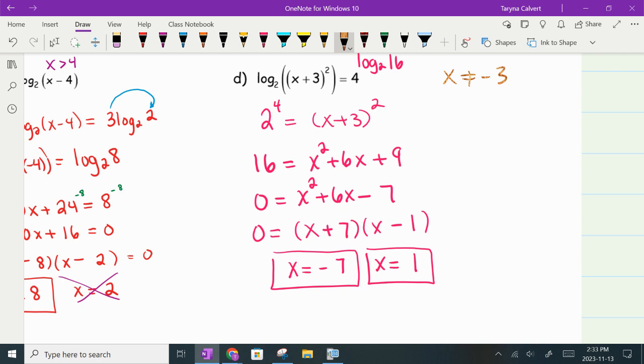Yes. So normally, you would say x plus 3 all squared has to be greater than 0. That's all you guys are picturing, right? So are all of them going to be positive? Yes. The only piece that makes it 0 is the -3. So this one only has that restriction. It can be anything except -3. So both of those work.